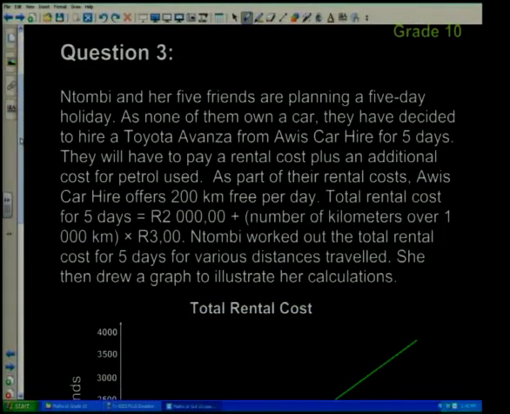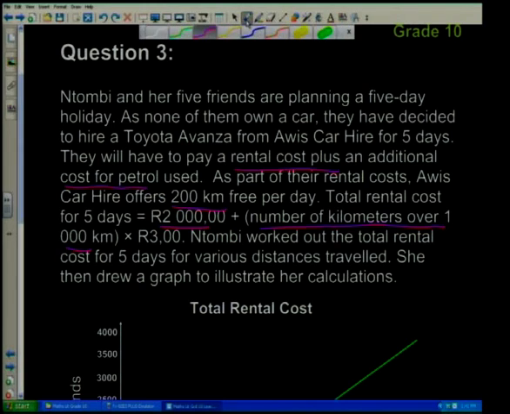Right, we've got our question, and Ntombi and her 5 friends are planning a 5-day holiday. As none of them own a car, they decide to hire a Toyota Avanza from Awis Car Hire for 5 days. They will have to pay a rental cost plus an additional cost for petrol used. As part of their rental costs, Awis Car Hire offer 200 kilometers free per day. Total rental cost for 5 days is 2,000 Rand plus the number of kilometers over 1,000 kilometers.